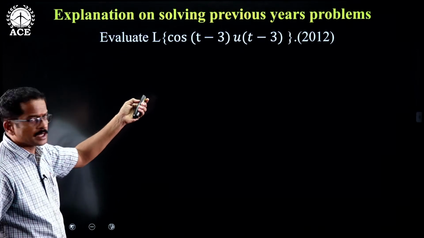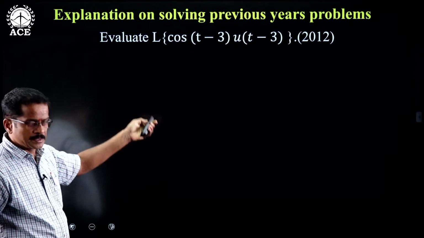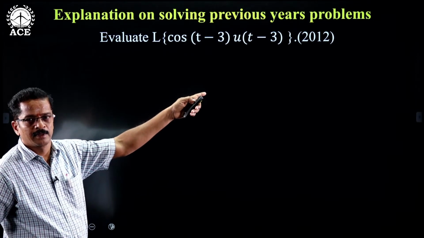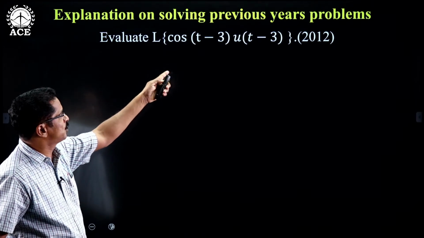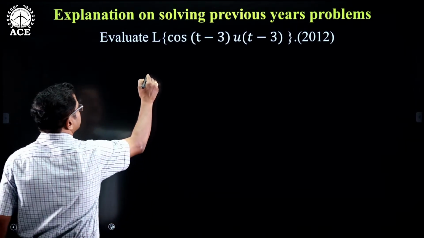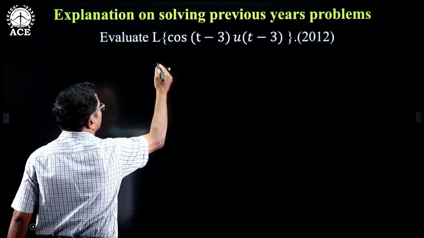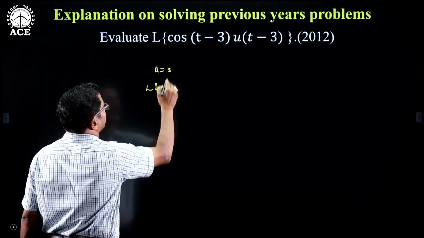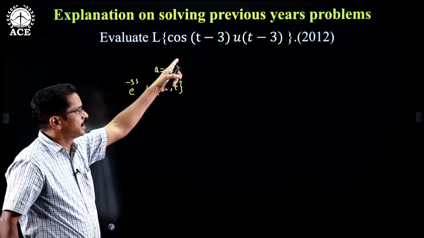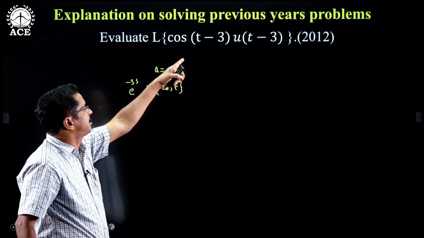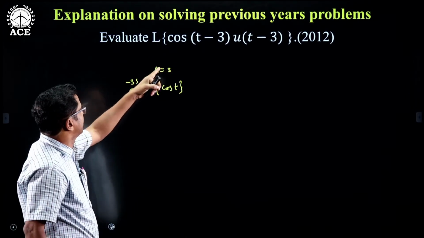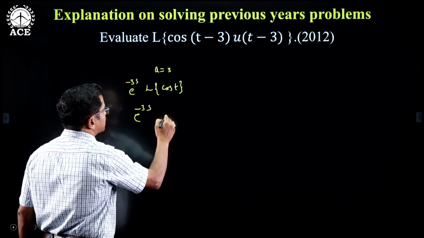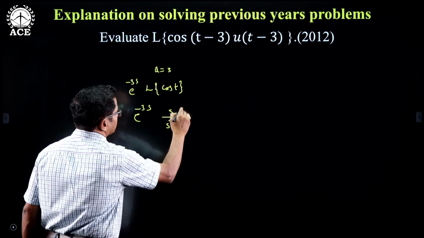L of, even this also comes under, means this is also like f of t minus 3, u of t minus 3. Here a is 3. So then by using second shifting theorem, f of t is cos t and a is 3, e power minus 3s into f bar of s. So e power minus 3s into L of cos t means s by s square plus 1. That's all.